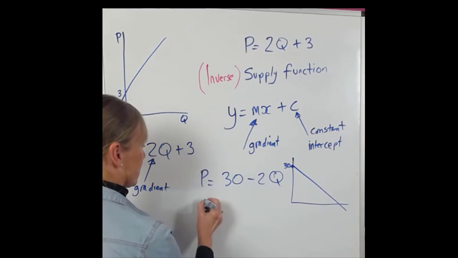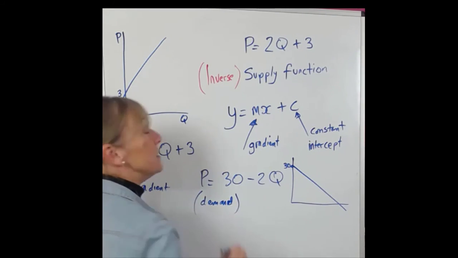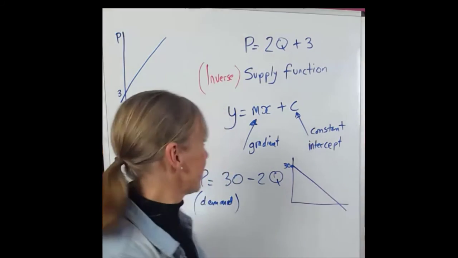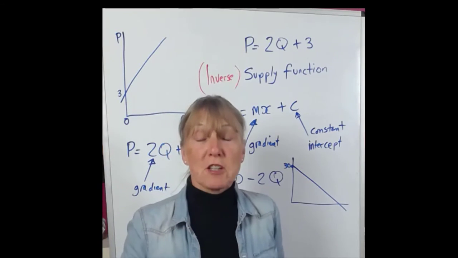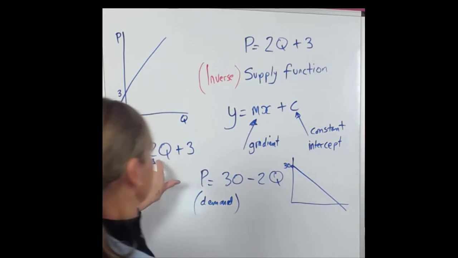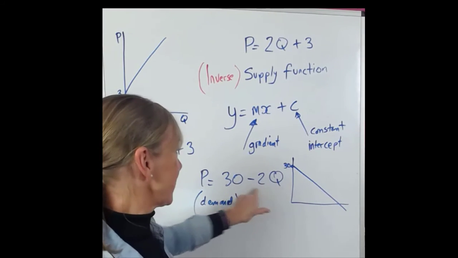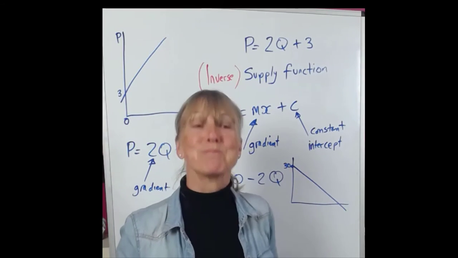This is a demand function, by the way. Something you'll recognize very easily later. Okay, so that's all I want you to get today, really: this is the gradient, that's the intercept. Intercept, gradient, and don't ignore the minuses.